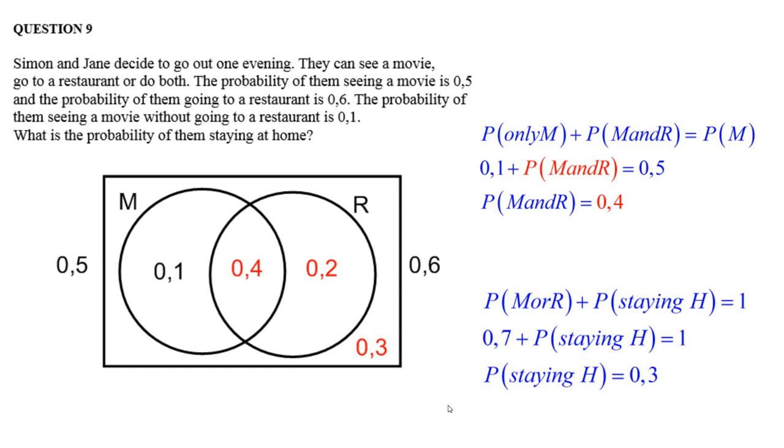I think that's the easiest way. You don't even need all this. If you have a Venn diagram, you fill in those things, you're going to get 0.3. The chance of staying at home, or that's the probability of staying at home.